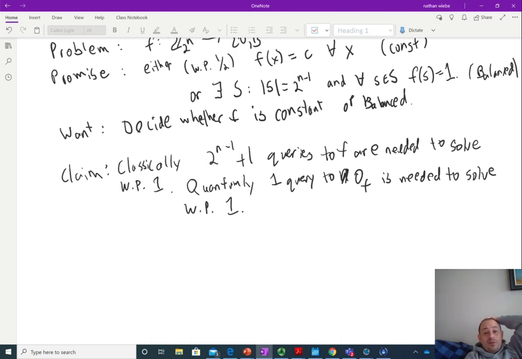I mean, it's a useless problem, don't get me wrong, but its main purpose is to show us where the power of quantum computing ends up coming from, and what the difference between this quantum subroutine and this classical subroutine is in terms of the amount of power that we're assuming behind it. So, the proof.